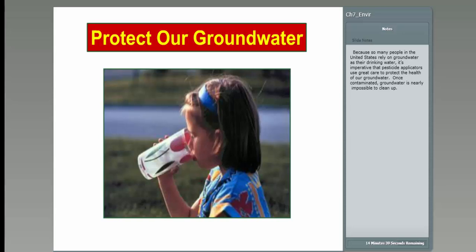Because so many people in the United States rely on groundwater as their drinking water, it's imperative that pesticide applicators use great care to protect the health of our groundwater. Once contaminated, groundwater is nearly impossible to clean up.